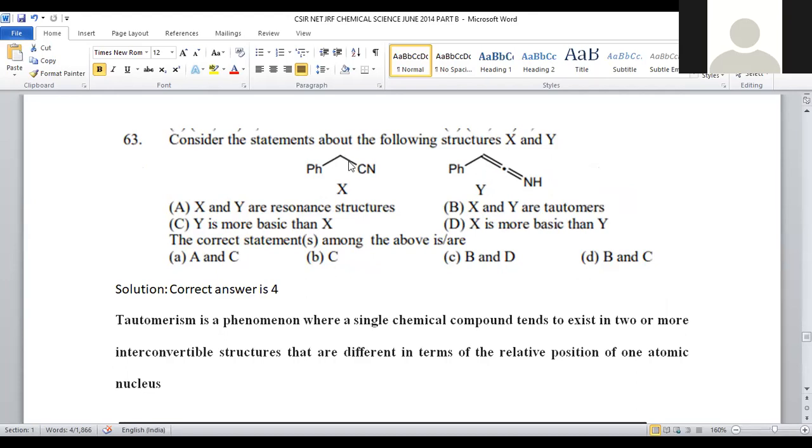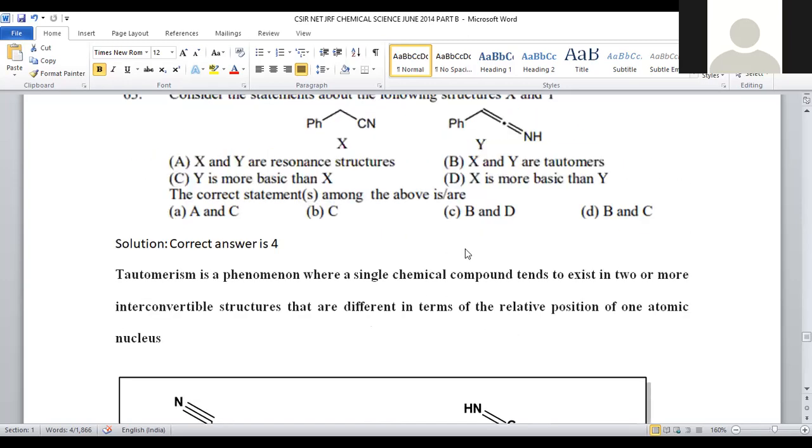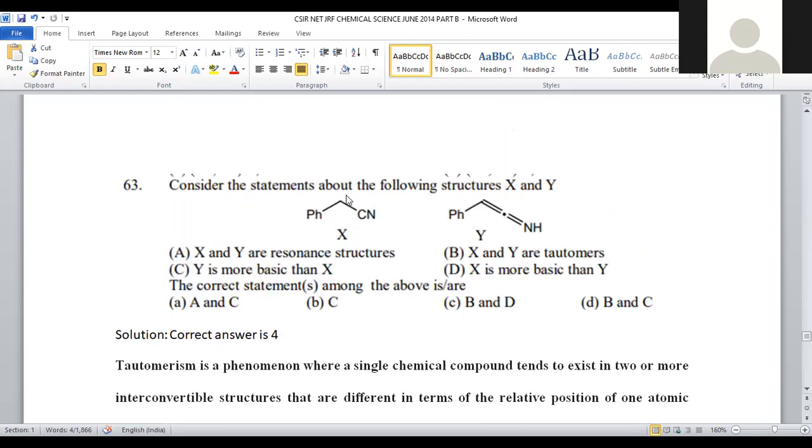Here, when we see this first compound where we have CH2 C triple bond N, this is simply called the cyano or nitrile functional group. When it participates in tautomerism, it can be transformed into compound Y, which is called ketenamine. So this is known as ketenamine, right? So X and Y are both resonance structures. That is not the correct answer.